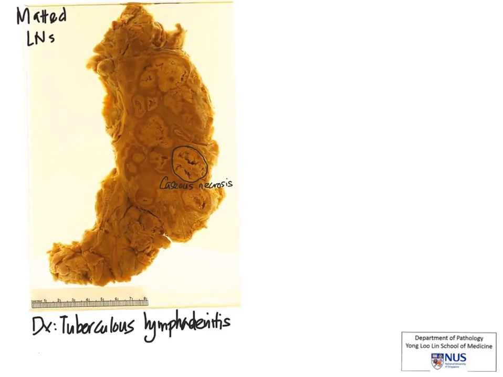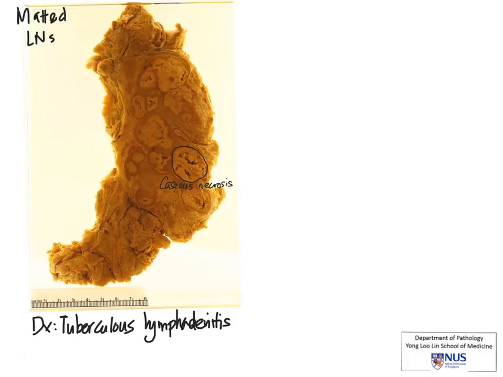Now, how do we confirm that this is indeed tuberculous lymphadenitis clinically? Well, of course, it's important to take a clinical history of symptoms such as fever, night sweats, loss of weight, past history of TB, but also it would be very important to sample the tissue to send for pathology examination under the microscope, as well as microbiologic examination.